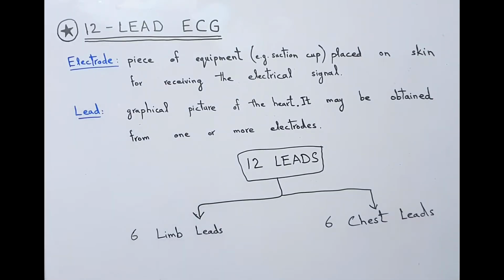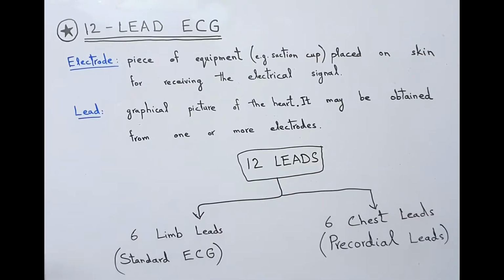Now in a 12 lead ECG, we have 6 limb leads and 6 chest leads. If we get the ECG only from these 6 limb leads, then it is called a standard ECG. And if we also add 6 chest leads with it, then it is called 12 lead ECG. Chest leads are also called precordial leads because they are present on the precordium. So now we will first see the 6 limb leads and then we will see the 6 chest leads.